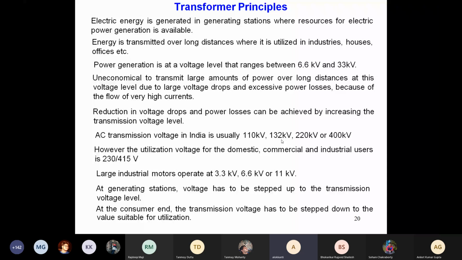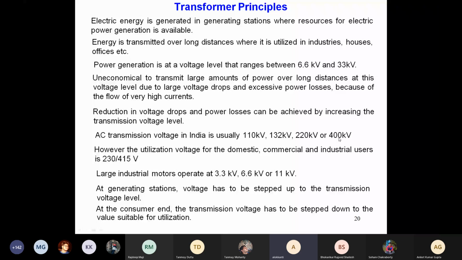If it is a domestic consumer, then the voltage has to be stepped down to the level of 230 volts, 415 volts. If it is some industrial customer, the voltage has to be brought down to 3.3 kilovolts and so on. So in the entire power system, there are many places where voltages have to be stepped down and sometimes stepped up. What we actually need is basically the transformer.